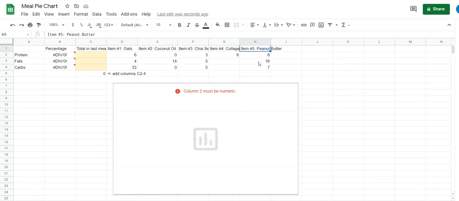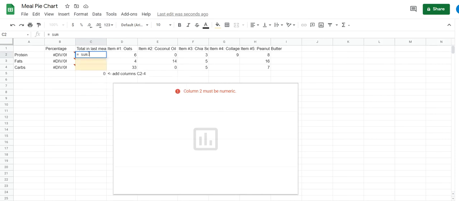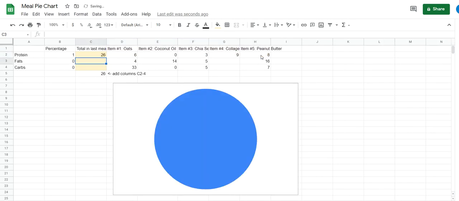All right, so here we go. We have all of our items. Now I can do mental math and add it up, or I can do a really slick thing in Sheets. I just say equals, and that means I'm going to enter a formula, and then I want to do the sum, so I put sum and then a parenthesis, select the cells that I want to add up, and press enter. And look at that. In total, my oatmeal had 26 grams of protein.